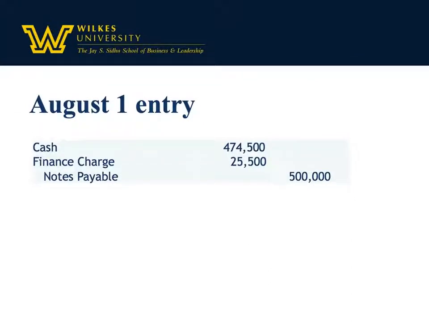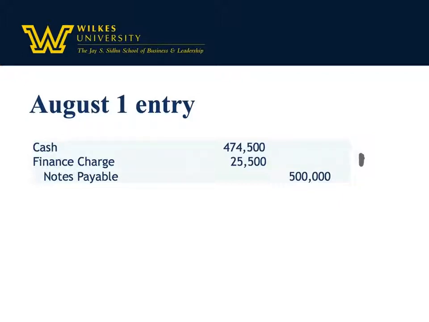The August 1st entry is easy. You know that the amount that's there is based on the accounts receivable of $850,000. So 3% of that is the finance charge of $25,500. That's the first thing calculated.